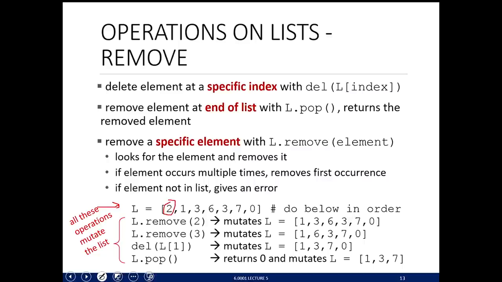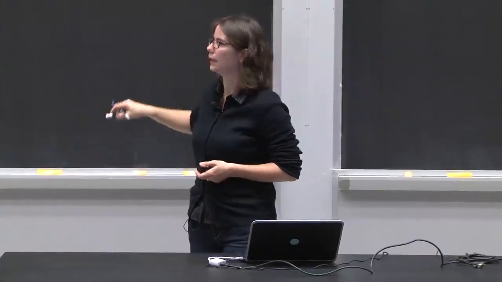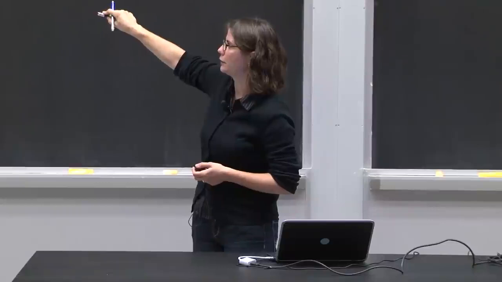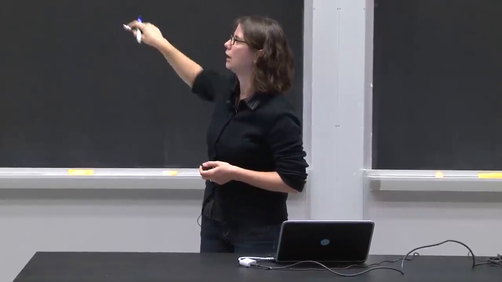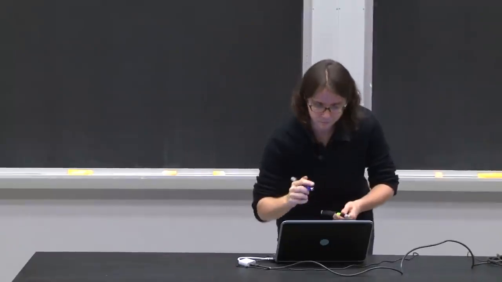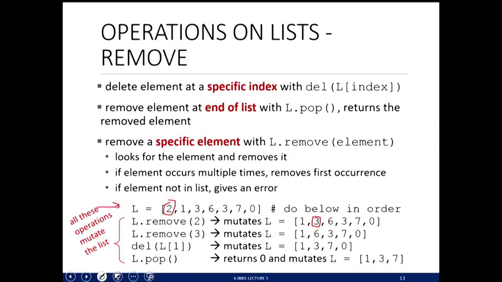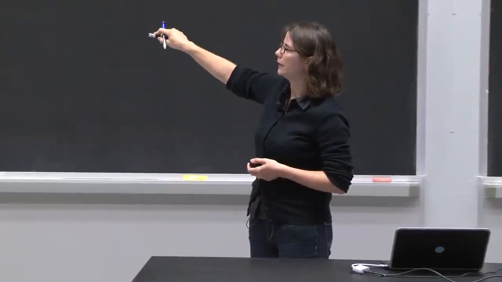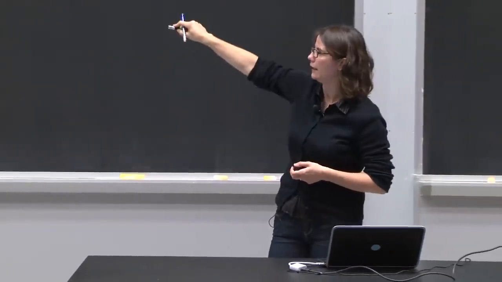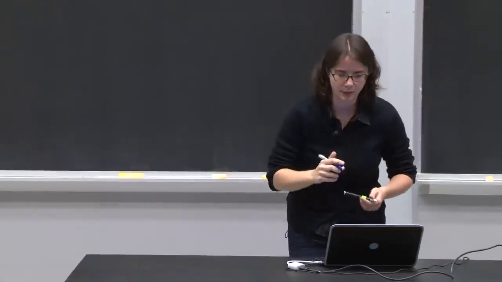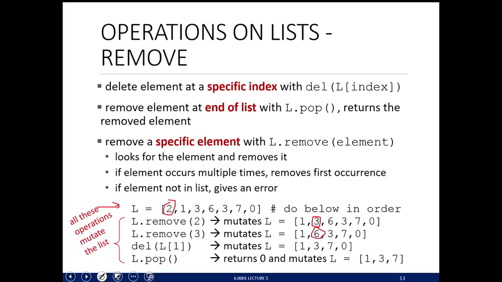So the list we're left with is just everything after it. Then I want to remove 3 from the list, and notice there's 2 of them. There's this 3 here, and there's this 3 here. So we're going to remove only the first one, okay, which is this one here. So the list we're left with is 1, 6, 3, 7, 0. Then we're going to delete from the list L the element at position 1. So starting counting from 0, the element at position 1 is this one here. So we've removed that, and we're left with 1, 3, 7, 0. And then when we do L.pop, that's going to delete the element furthest to the right, so at the end of the list, which is that 0.